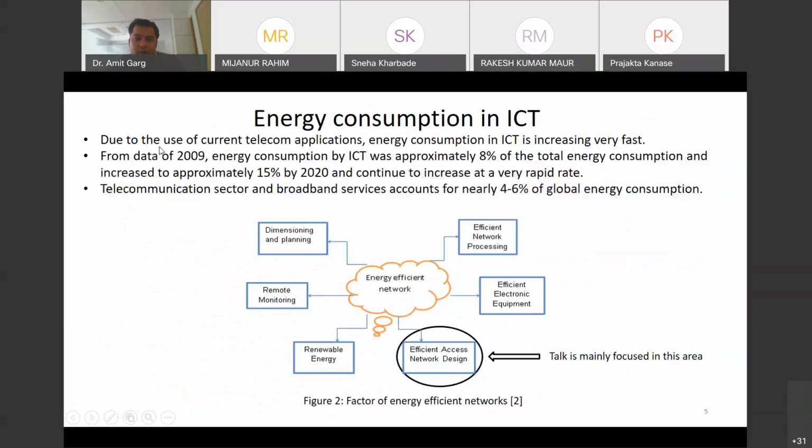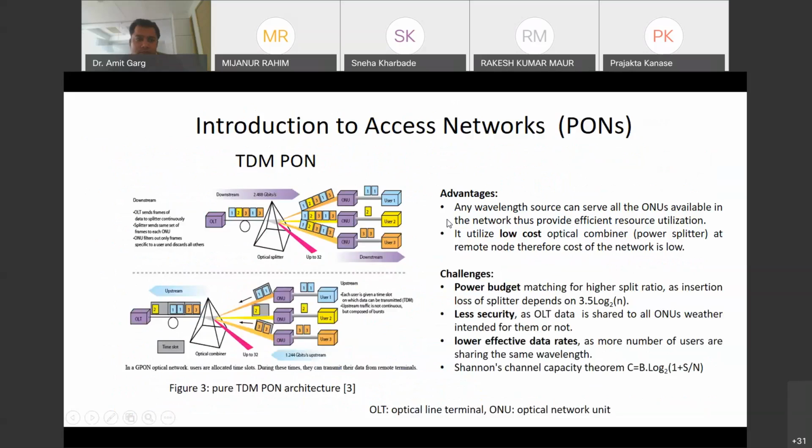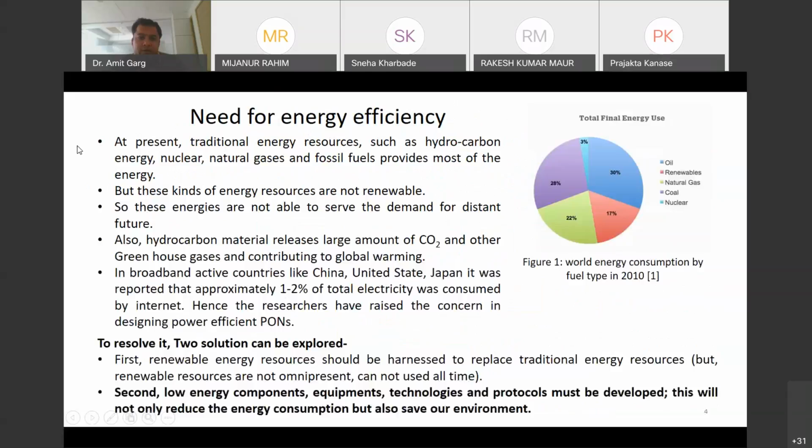Yes, so the need for energy efficiency. At present, the traditional energy resources such as hydrocarbon energy, nuclear, natural gases, fossil fuels, etc., provide most of the energy. Okay, and as you know, these kinds of energy resources are not renewable in nature, and these resources are limited on the earth.